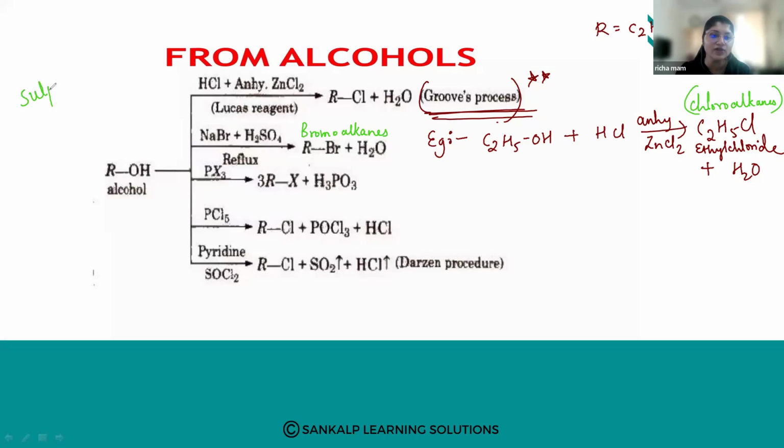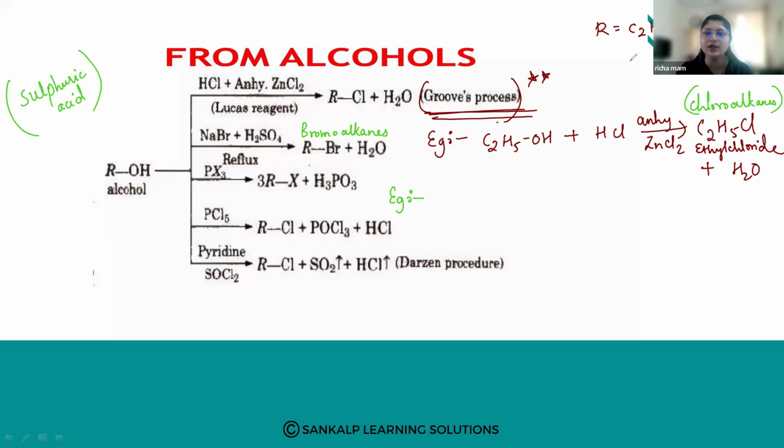What is H2SO4? Sulfuric acid. So this is also a halogen acid. So we are going to obtain bromoalkanes and water.